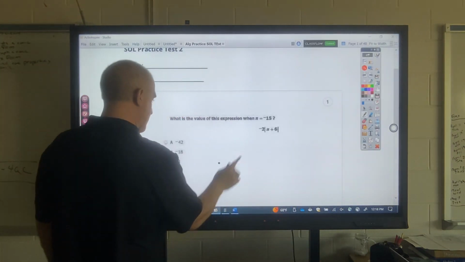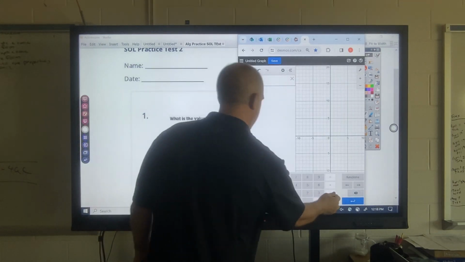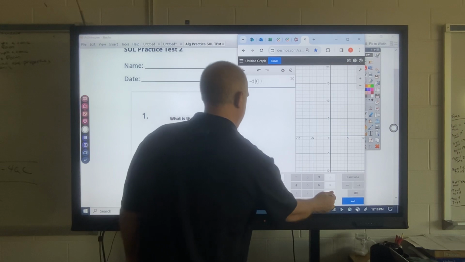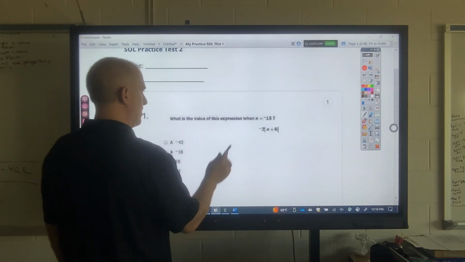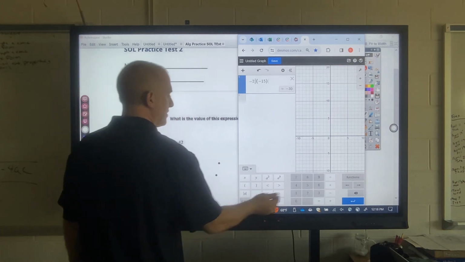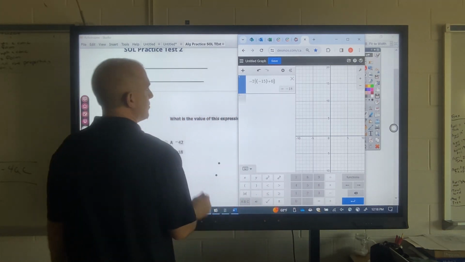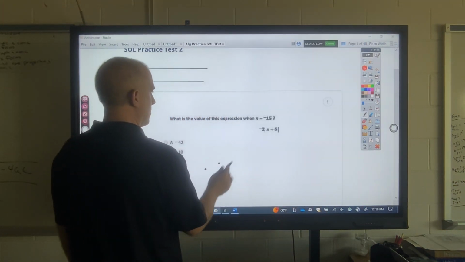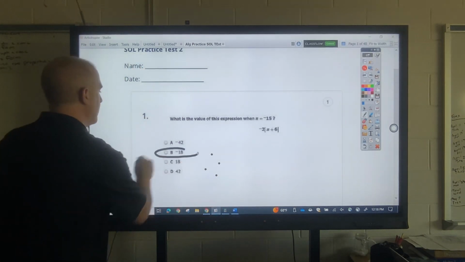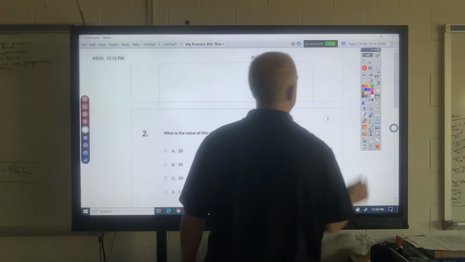Okay, so I got negative 2. Absolute value, parentheses, negative 10, I'm sorry, negative 15. Close the parentheses, plus 6. Close the absolute value. Okay, so negative 2. Put that there, I get negative 18. That's going to be letter B.